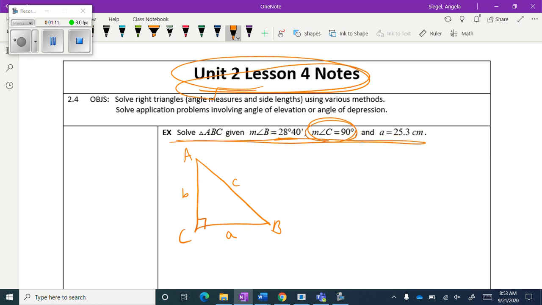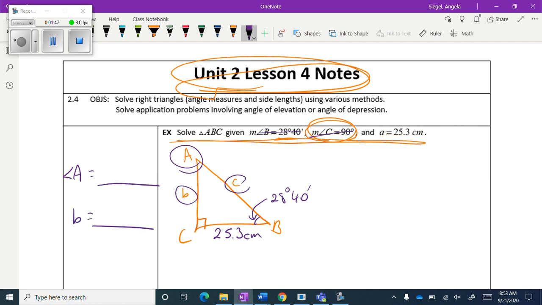So let's go ahead and put this in. This angle right here is 28 degrees, 40 minutes. So I got that. And I also know that side length A is 25.3 centimeters. So from here, you have a lot of leeway on what you need to do. I know that I need to solve for a missing side length or angle. I'm missing angle A, I'm missing side length B, and I'm missing side length C.